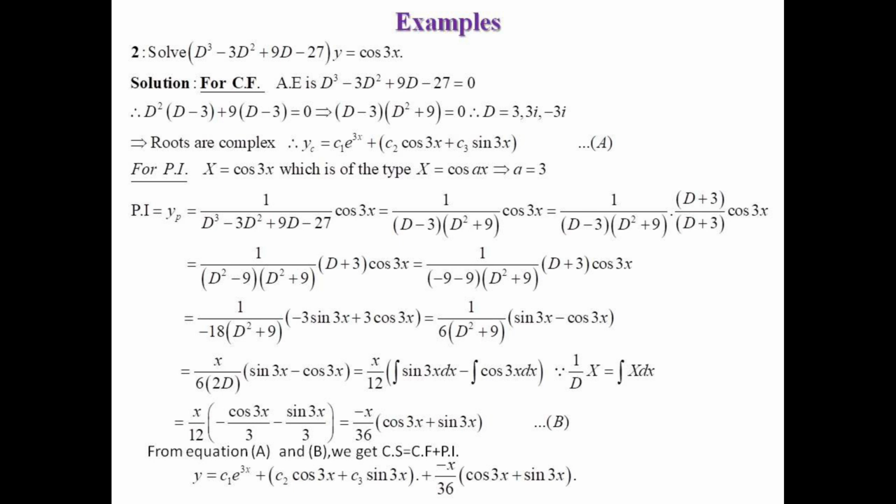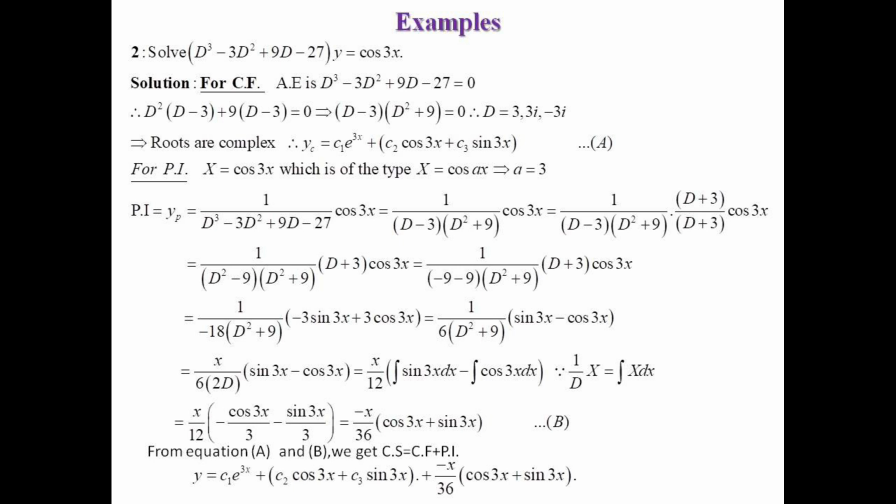So here, from equations A and B, we get the complete solution, which is the combination of the complementary function and the particular integral. So the complete solution is y equal to c1 e raised to 3x plus c2 cos of 3x plus c3 sin of 3x plus the particular integral, minus x upon 36 into bracket cos of 3x plus sin of 3x. So this is the second example, which is based on type number 2.